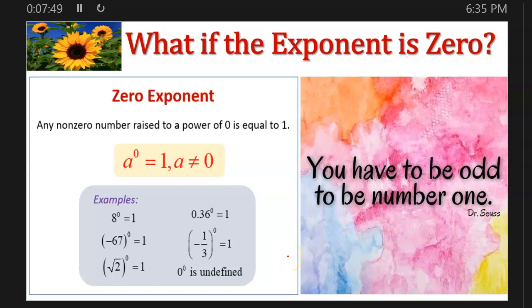So if you know that and you have a very complicated expression and all of it's raised to the power of 0, then you know that that complicated expression is just going to end up being a 1.